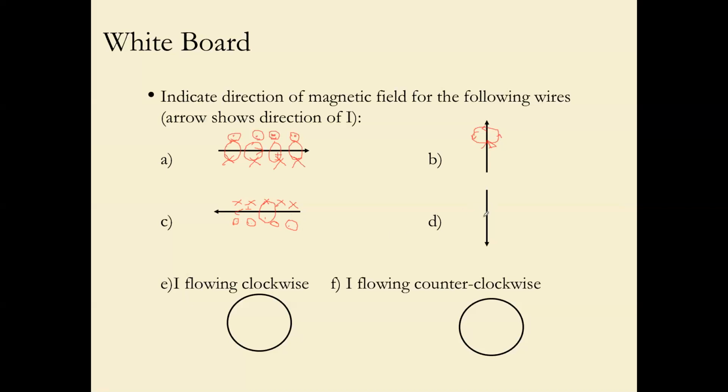For part D, this is the direction of the current and the direction of your right thumb. So make a circle around it. You will see that at this point it will be into the page, to the right, out of the page, and to the left.